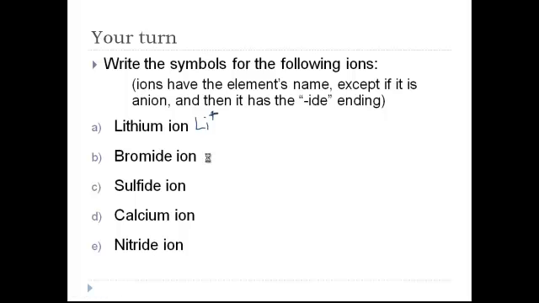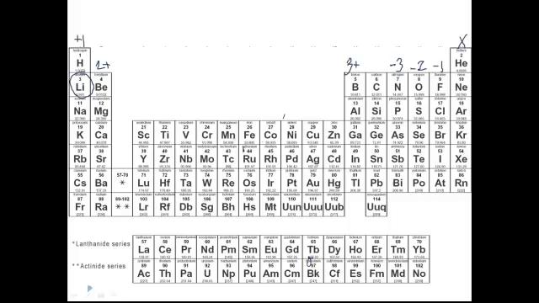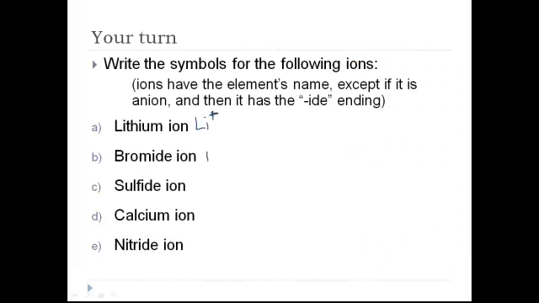All right, bromide is in group 17, so it's -1, so it's just going to be Br-. Sulfide is in group 16, so it's going to be S2-. It's gained 2 valence electrons. Calcium is in group 2, so it's going to lose its 2 valence electrons and make Ca2+. And finally, nitride, which is the nitrogen ion, is in group 15. It is going to have to gain 3 valence electrons. So it's going to be N3-.